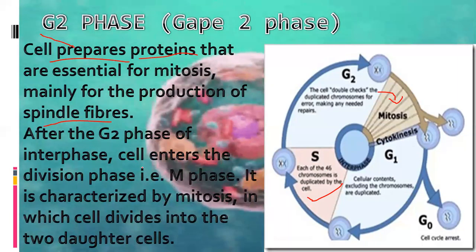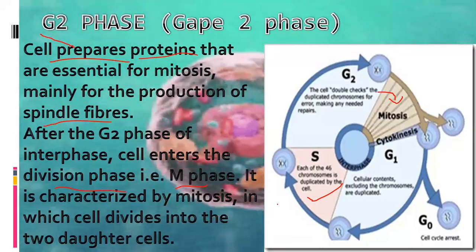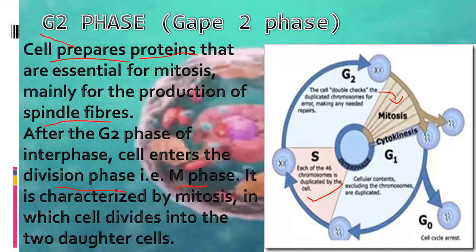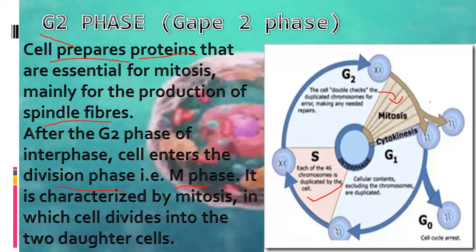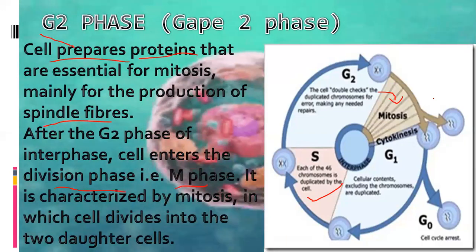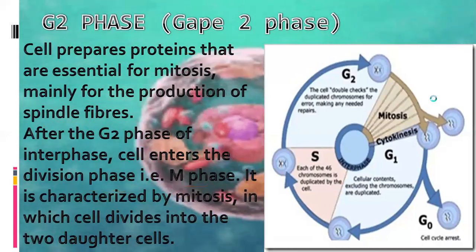So after G2 phase of interphase, the cell enters the division phase, that is called M phase. That is characterized by cell division, and after division, the cell divides into two cells. What is this? And how the chromosomes are distributed, we will see inshallah in mitosis. It's so easy and very interesting, inshallah. You will find it interesting when we see mitosis and meiosis.